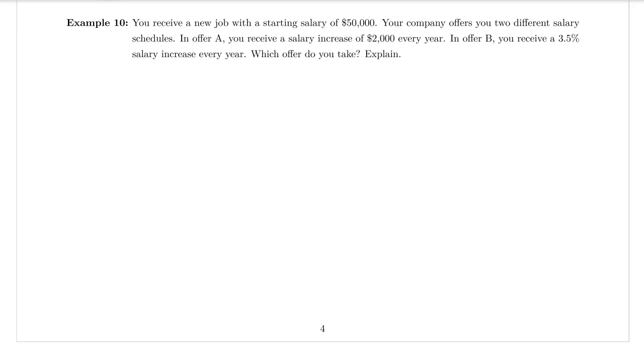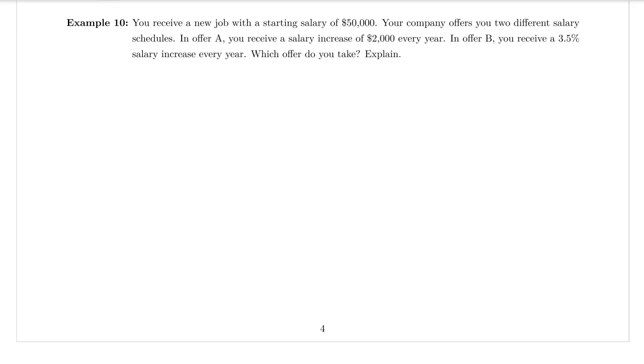Example 10 says you receive a new job with a starting salary of $50,000 per year. Your company offers you two different salary schedules. In offer A, you receive a salary increase of $2,000 every year. In offer B, you receive a 3.5% salary increase every year. Which offer do you take?